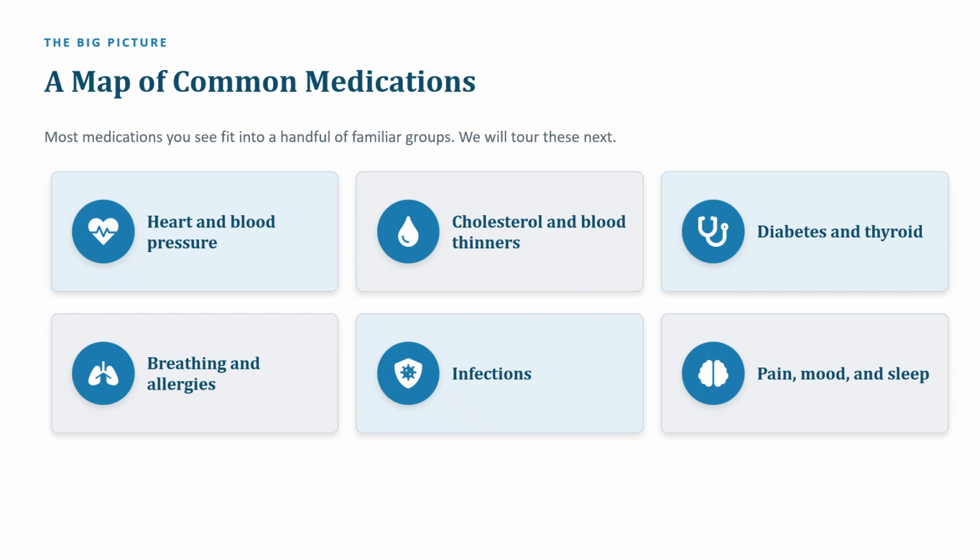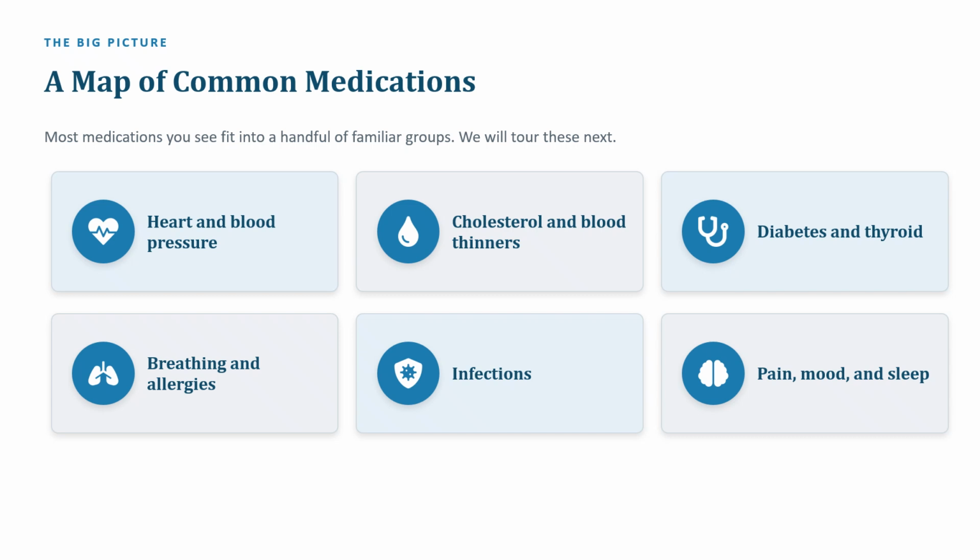Before we dive into specific drugs, here's the map for our survey. It's easy to feel overwhelmed by the sheer number of medications that exist, but in reality, most of what you will see in a typical outpatient office falls into a handful of familiar groups. On this slide are the 6 broad areas we will tour.